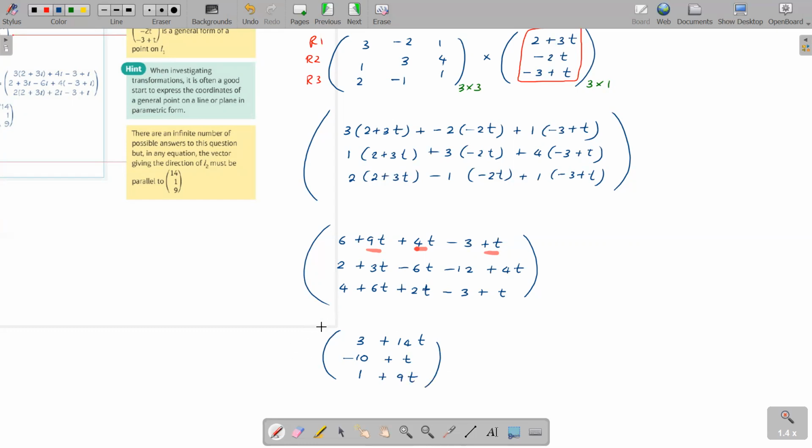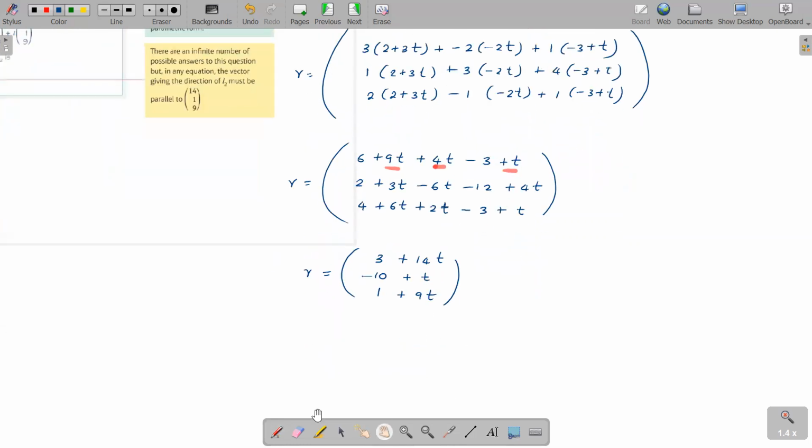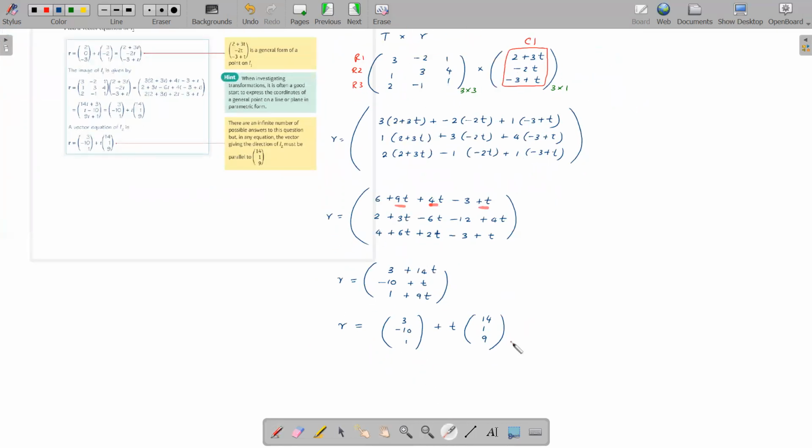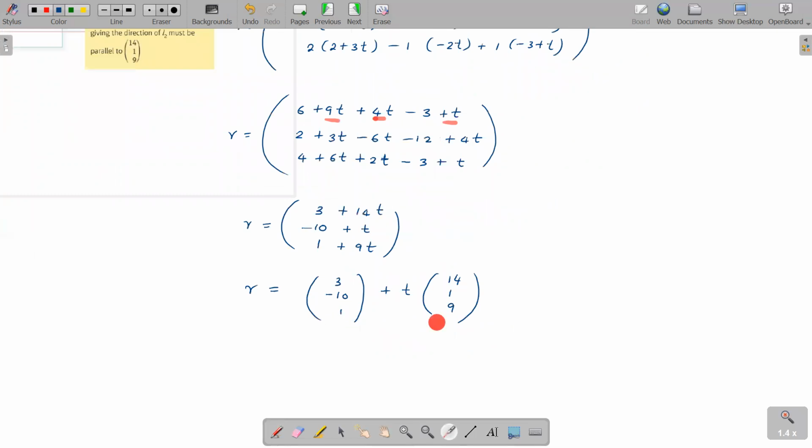Now you know you are getting the image coordinate, right? This is the image coordinate. The transformation matrix times the object coordinate gives the image coordinate. Are you following me? Can you break it up now? 3, minus 10, 1, along with the other one that has t. Break it. Take t out: 14, 1 and 9. So actually this is your image coordinate. I broke up the image coordinate to get the equation of the line. This is the image line.